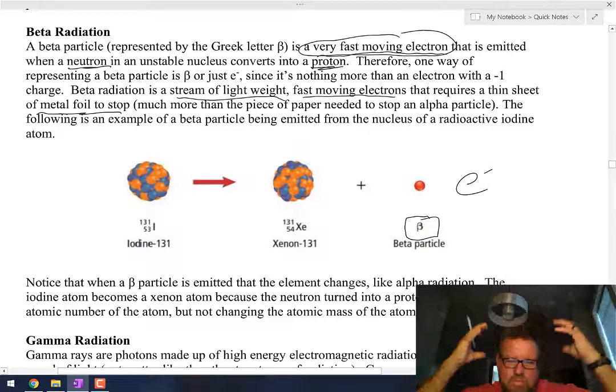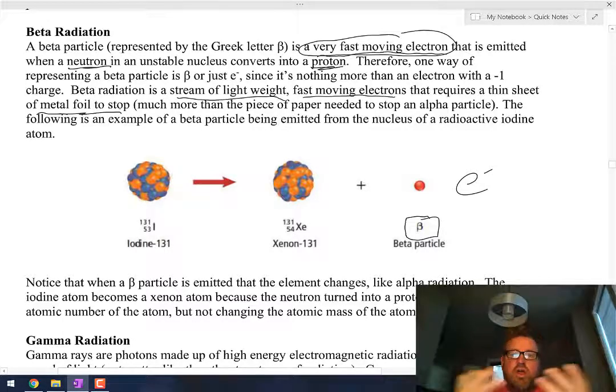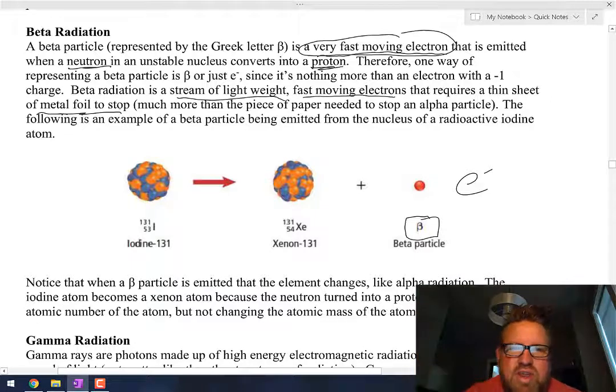So now you're thinking about the people in the suits when they go into radioactive areas. They're not wearing paper, because it's not usually just alpha particles. It's not just a piece of metal. They're wearing some pretty extensive suits to help protect them, because we've got the next one coming up here as well.